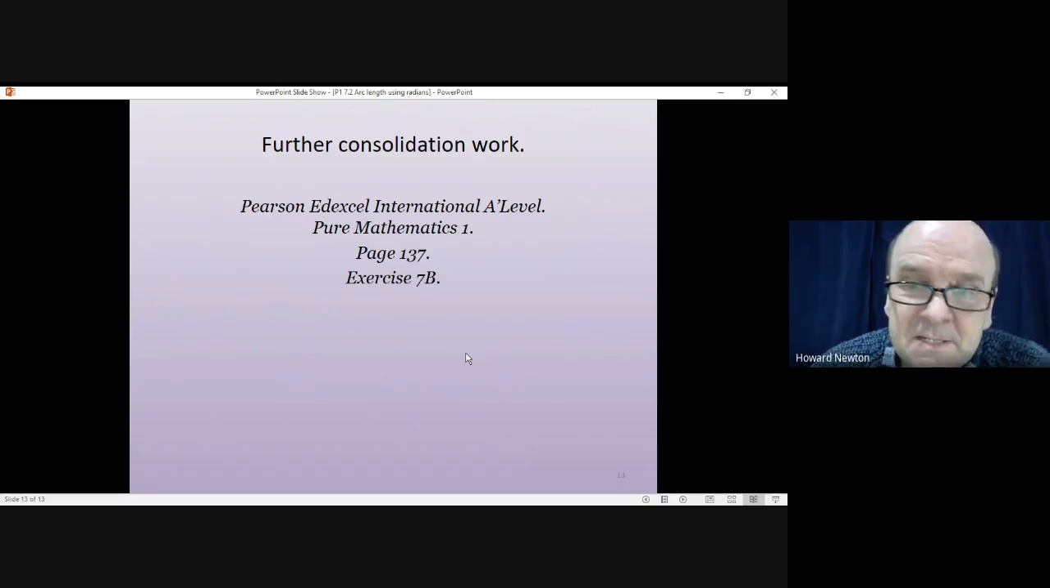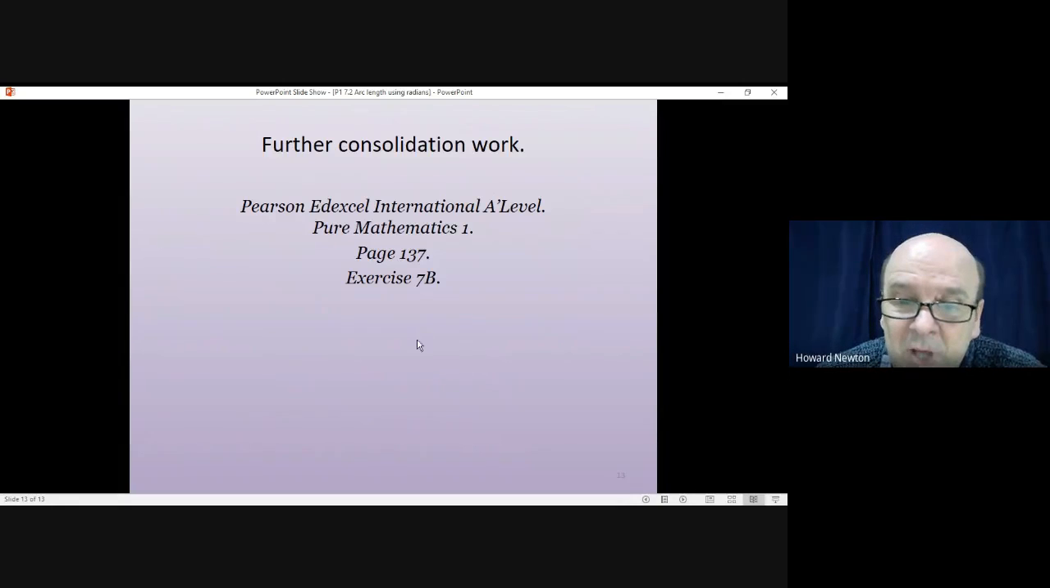Okay, that gets us to the end of this lesson. If you've got the textbook, then turn to page 137 and have a go at exercise 7B.